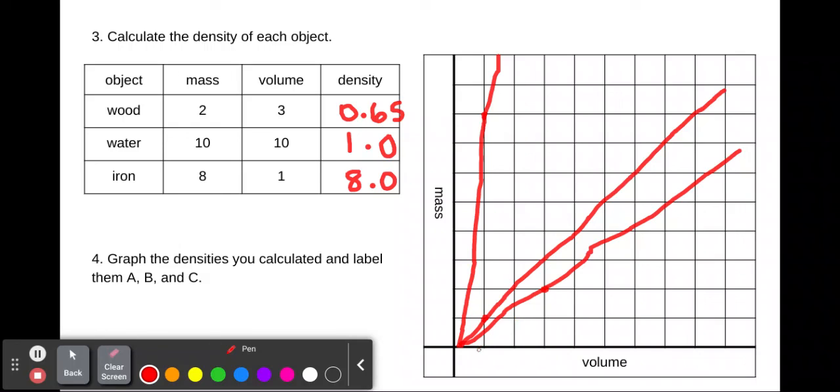So just remember that density is the relationship between the mass and the volume. Another way of saying that is it's how heavy an object is for its size. So a small, heavy object like a piece of iron is going to have a high density, whereas an object that could be quite large without being very heavy is going to have a low density, and wood is a good example of that.